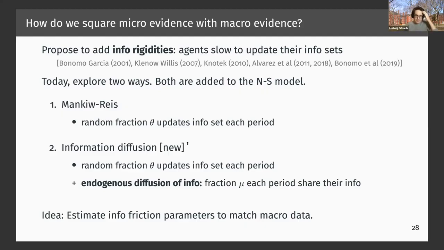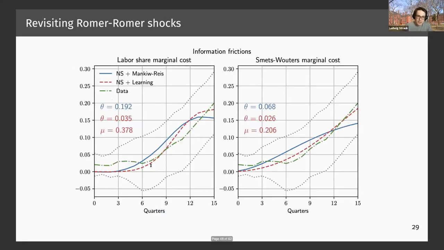sets over time. What we're going to do is take these information rigidity parameters, the theta in the case of Mankiw-Reis and theta and mu in the case of this information diffusion model, and pick them so that they match the impulse response of the price level in response to the marginal cost shock that we feed in from Romer and Romer. Again, focus on the left panel here only. What you see in green is the price level response, in blue is the Mankiw-Reis model's response, and in red is the information diffusion model's response.